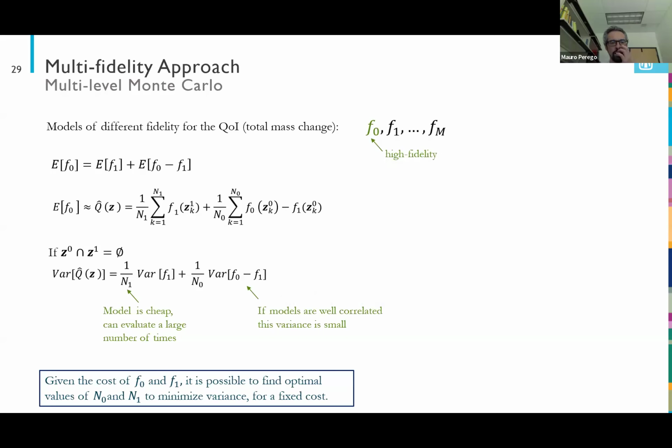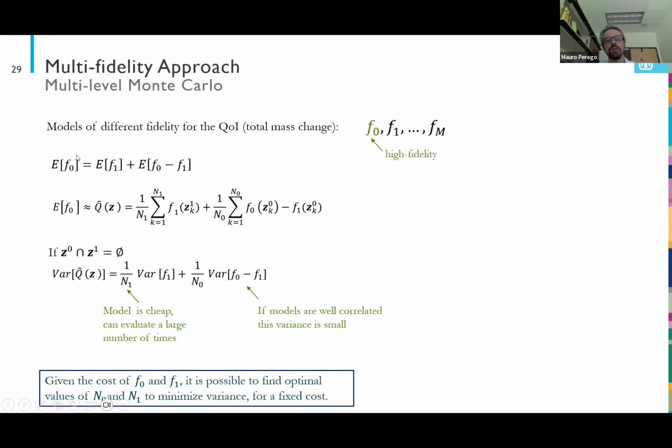I'll start with the concept of the multi-level Monte Carlo method. The idea is that you have different models of different fidelities, and in a second I'll describe them. F0 is the high fidelity model, so it's very accurate, it's what we trust, but it's also very expensive. Then we have other models that are lower fidelity, so they're cheaper, but their accuracy is not great. The idea is that if you combine them, you can accelerate the process or reduce the error on the expected quantity.